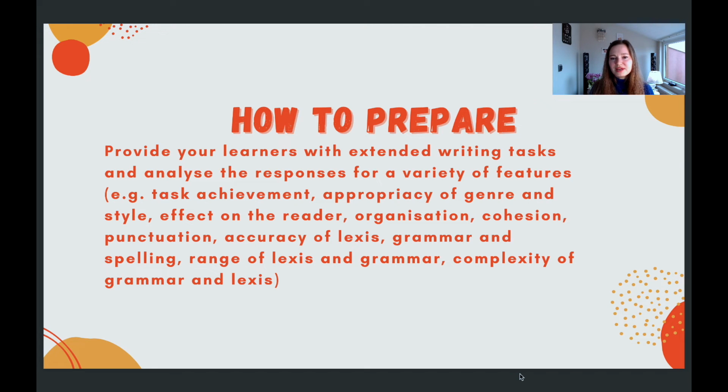As you remember, we have mentioned some of those previously, so it can be task achievement, appropriacy of genre and style, effect on the reader, organization, cohesion and cohesive devices, punctuation, accuracy of lexis, grammar and spelling, range of lexis and grammar, complexity of grammar and lexis. It doesn't really mean that you need to comment on everything, but if you come up with 3, that would be definitely beneficial. It will enable you to be more constructive in providing your feedback, since you will be able to comment on different features as their strengths or weaknesses.